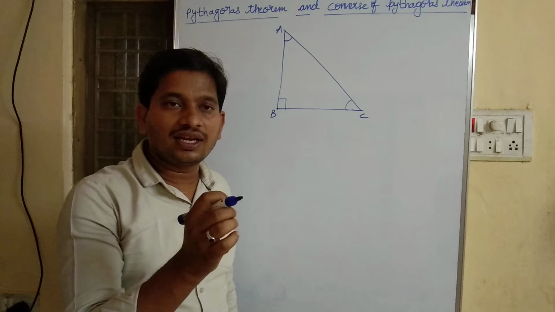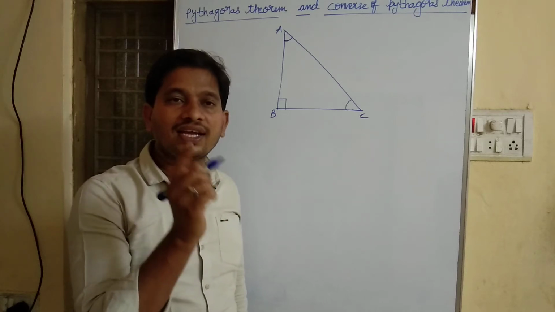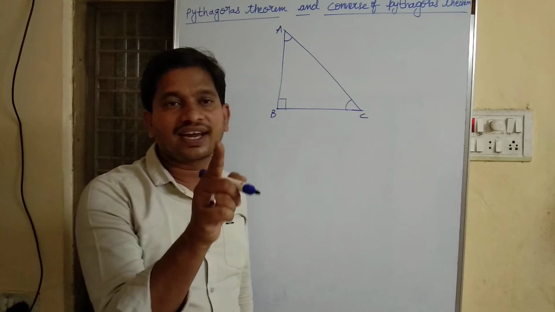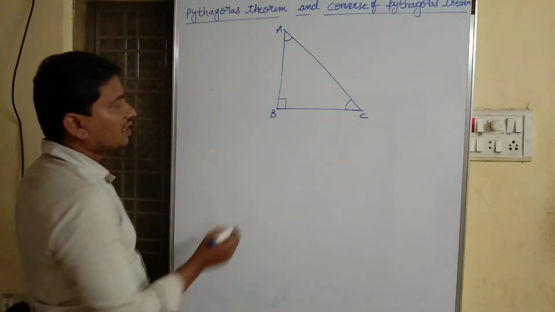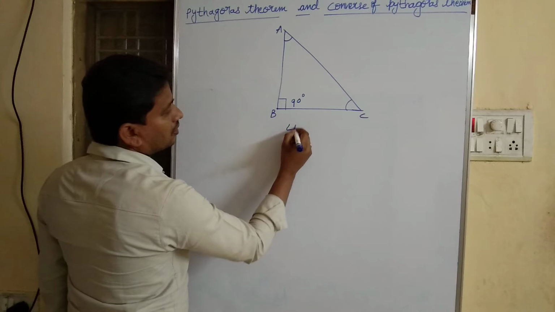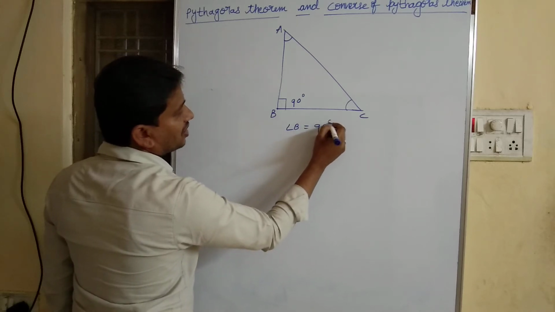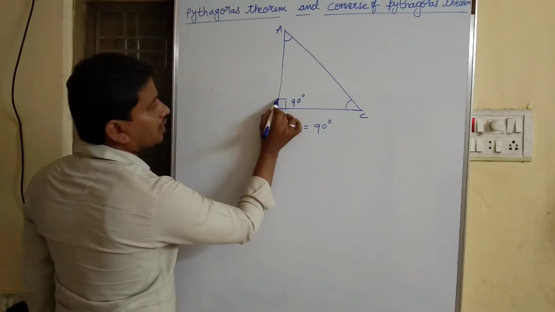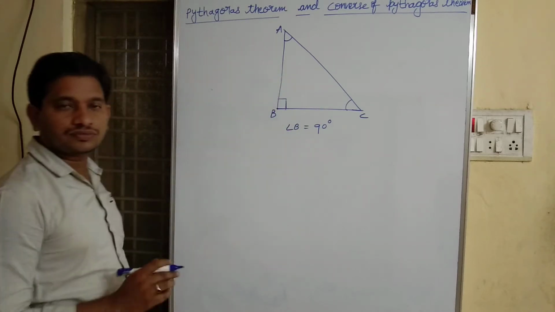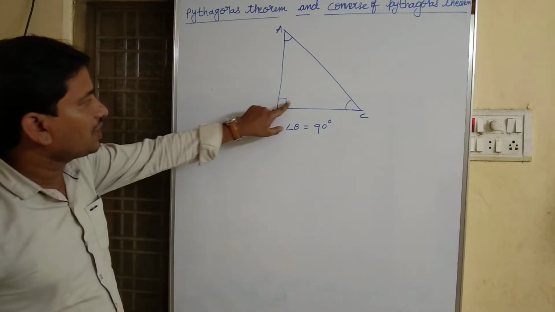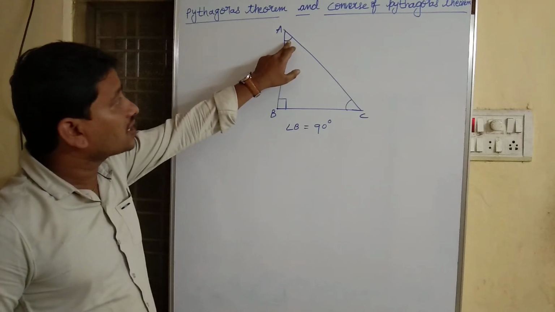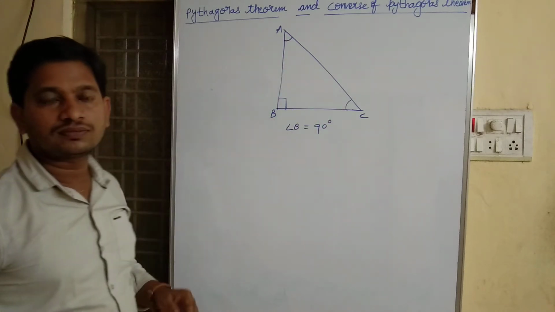Children, a triangle in which one angle is equal to 90 degrees, that triangle is said to be a right angle triangle. See, a triangle in which angle B is equal to 90 degrees. Once you represent it like this, there is no need of writing angle 90 degrees. See here, angle B is 90 degrees. And we have two other angles also, angle A and angle C.